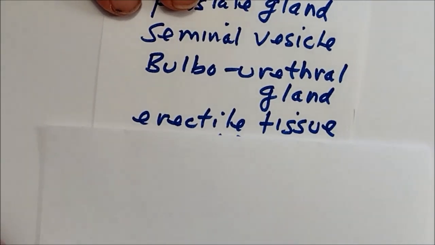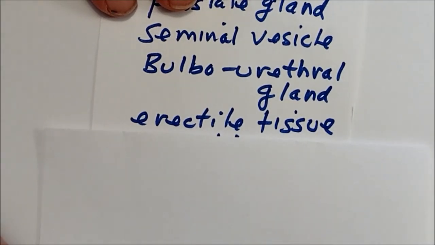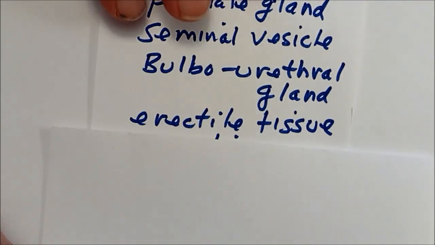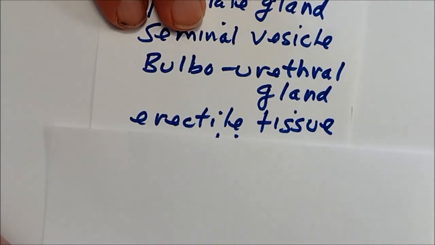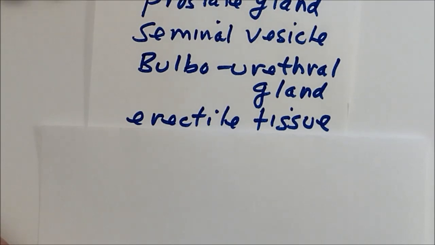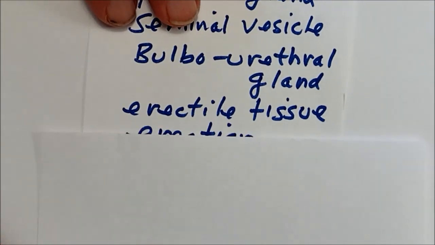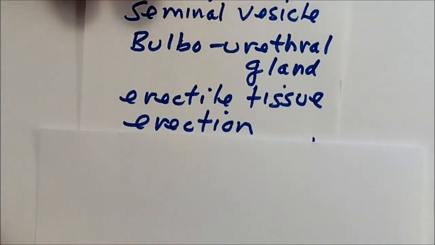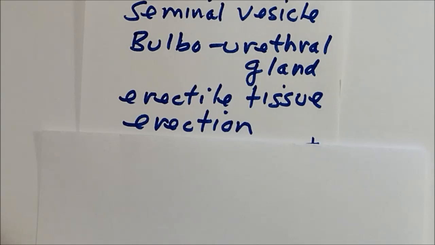I'm looking at these all upside down, so I have to read them. Erectile tissue. This is special tissue inside of the penis that makes the penis become erect when the man is ready for sex. It's actually smooth muscle tissue, and he is not in control of it. It's involuntary. Oh, erection is the act of the penis becoming stiff and erect when the man is ready for sex.